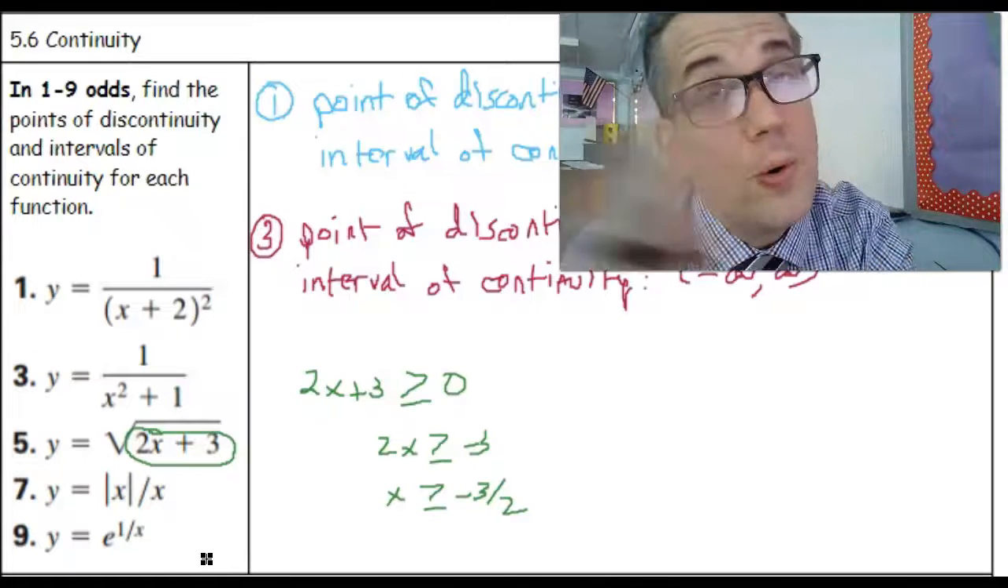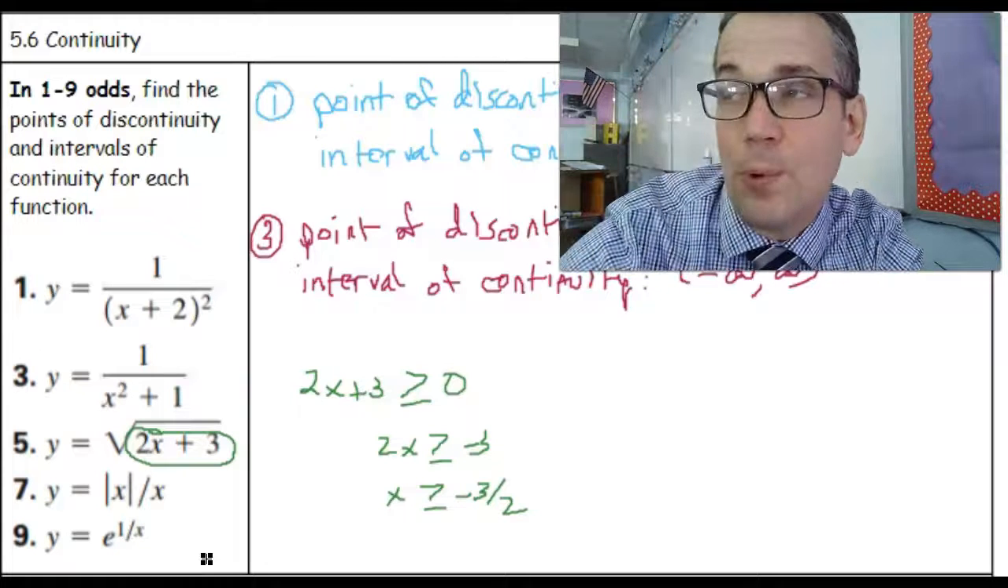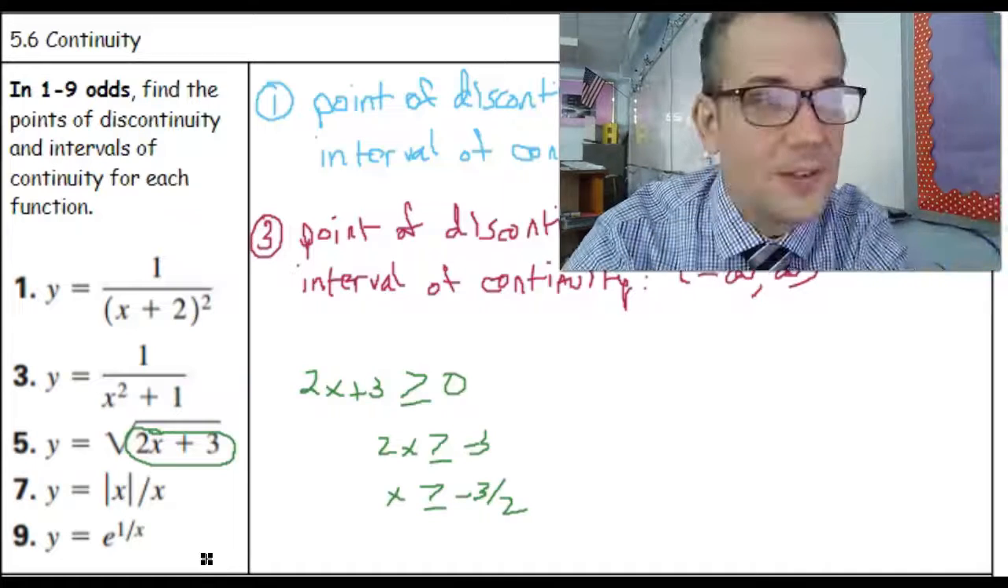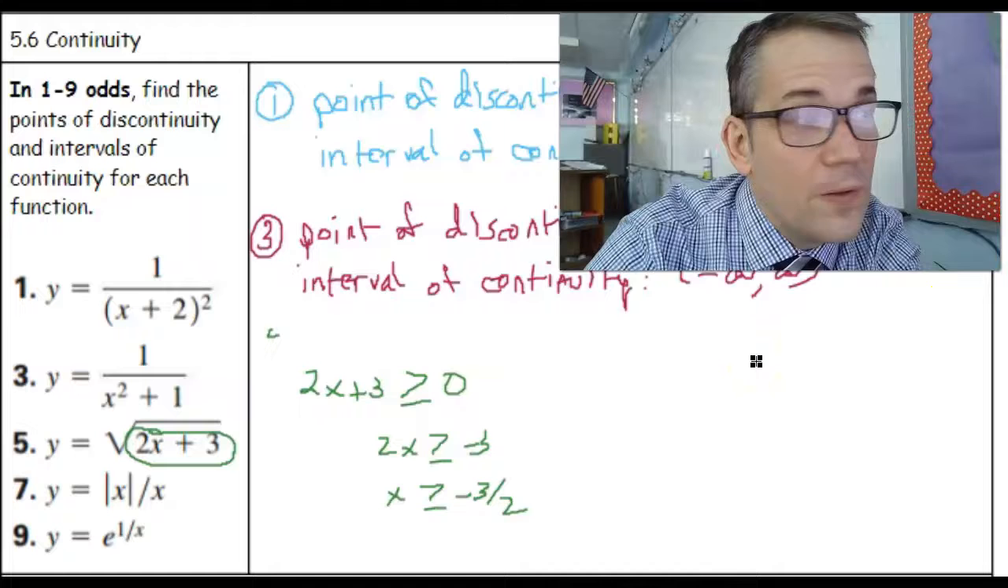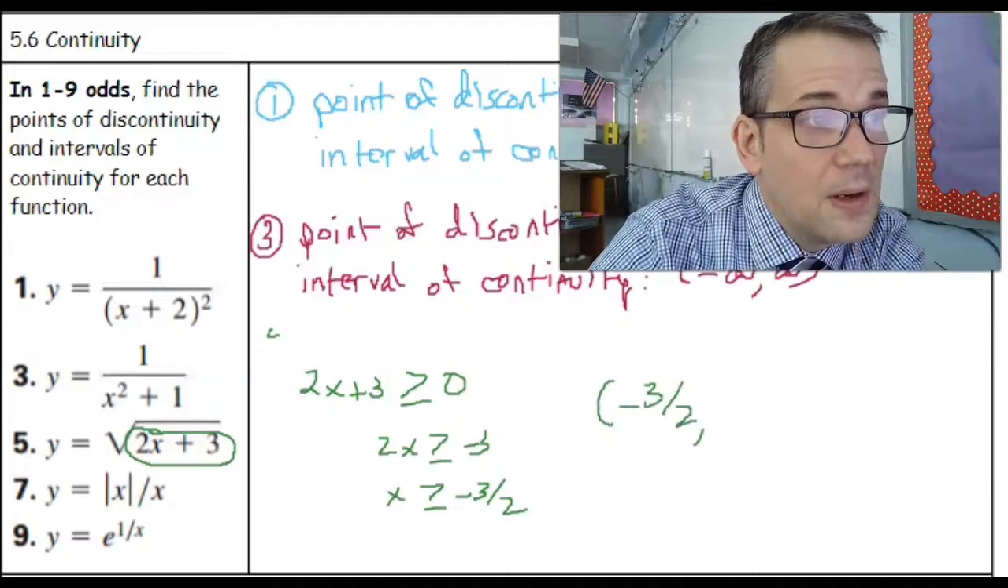So there are no points of discontinuity, right? Like there's not a specific point where the continuity no longer exists. There's a whole interval of discontinuity, but there's no point of discontinuity. So I'd say none for that. And then for the interval of continuity, I'd say it's from negative 3 halves off to infinity.